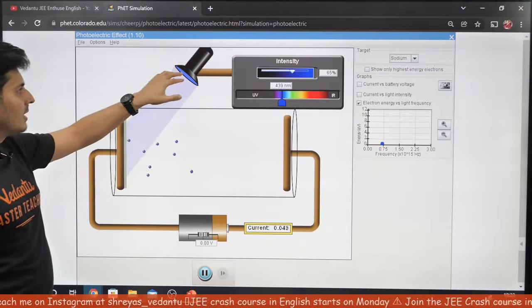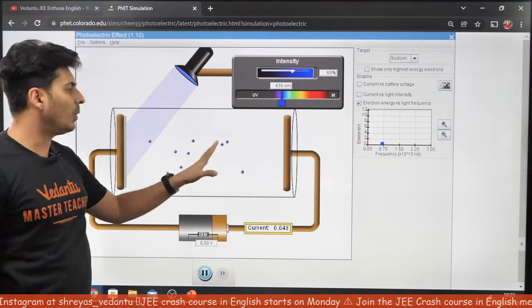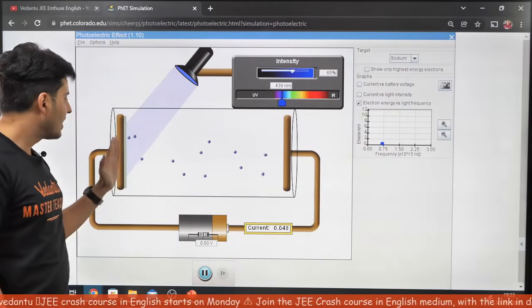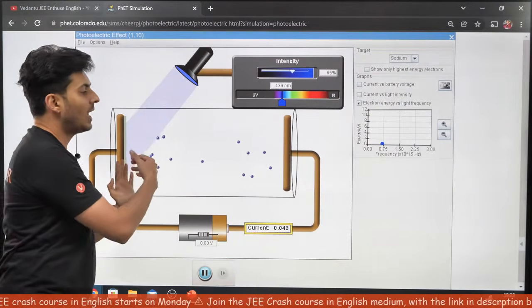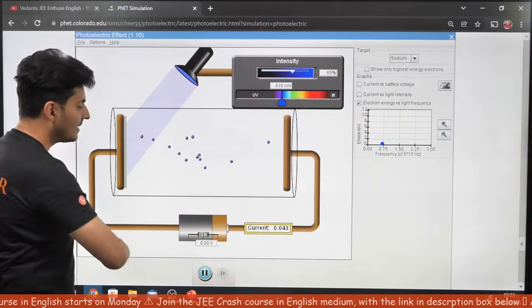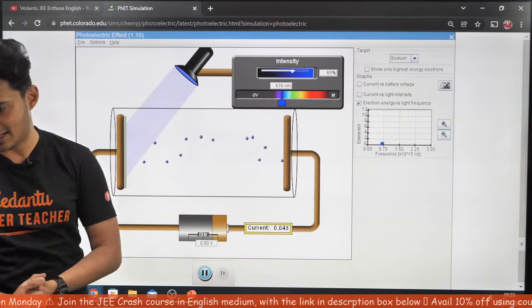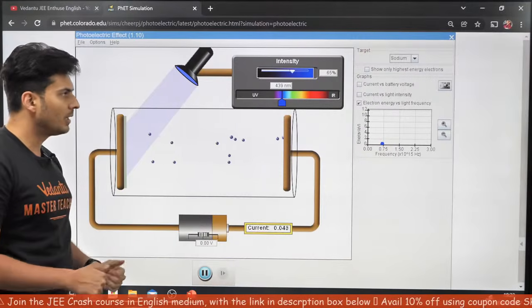You can see over here there is violet color light which is falling onto the plate, and you can see the electrons are getting ejected out and they are being collected over here, and you can see there is a small current which is flowing, 0.043 amperes. Can you see that? Very good.